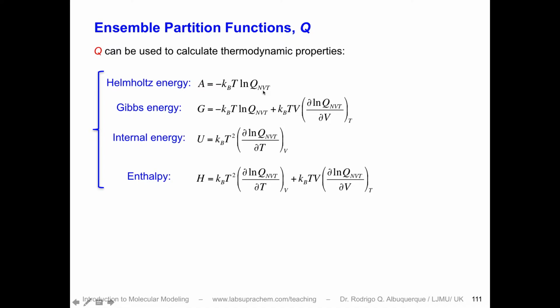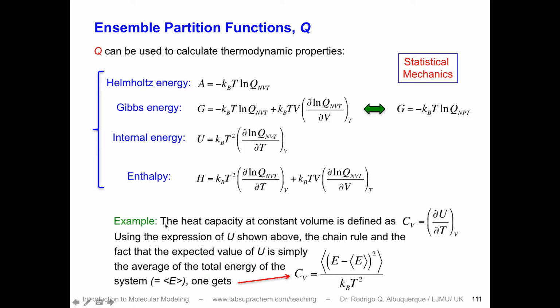So Q NVT. Depending on the property you would like to predict, it's much easier if you change to another ensemble. Like if you are interested in predicting Gibbs energy, instead of using the canonical ensemble, which has a very complicated expression to predict G, we can just change to the NPT ensemble. And so the expression becomes very simple to predict the Gibbs energy. And there are many different expressions. If you just go to any book of statistical mechanics, you can give a look at these expressions and how to interconvert them for different ensembles.